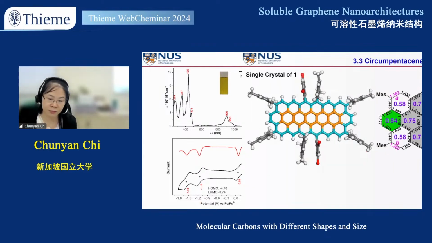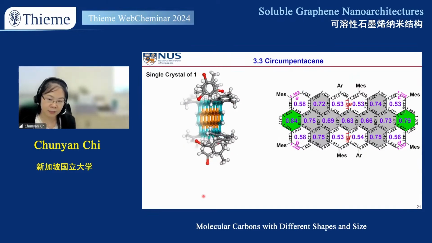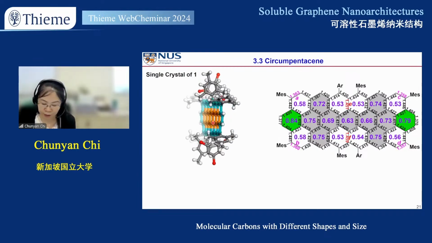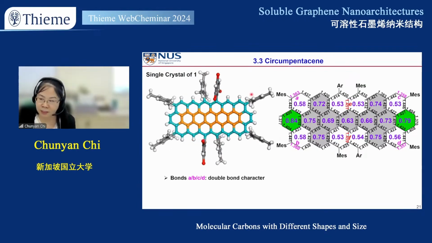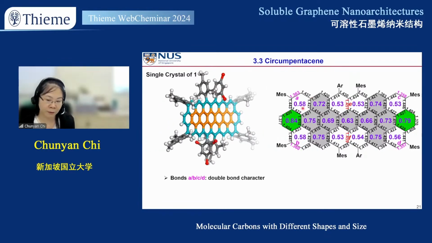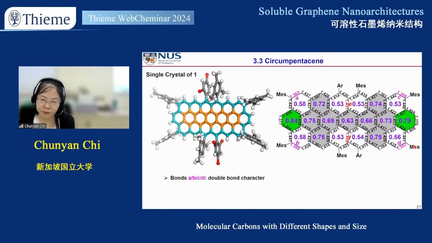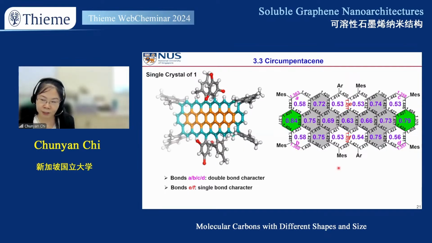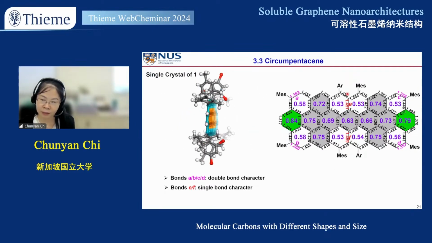So this is the single crystal structure. The backbone actually is slightly distorted due to attachment of bulky groups. Then based on X-ray analysis, the bonds B, C, D at the 4 corners have a double bond character. And the bonds E and F have a single bond character. It's due to elongation induced by steric repulsion.